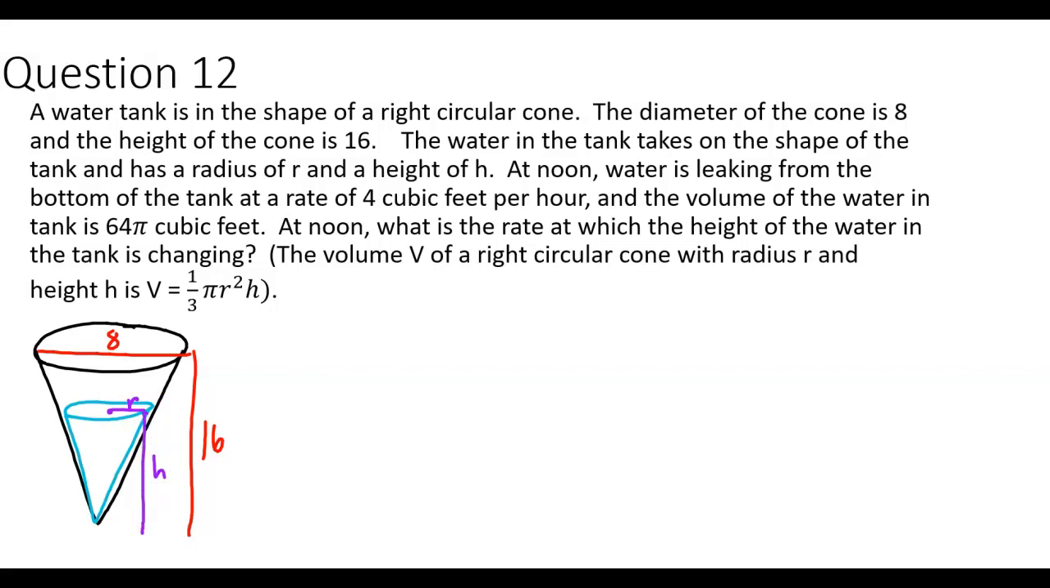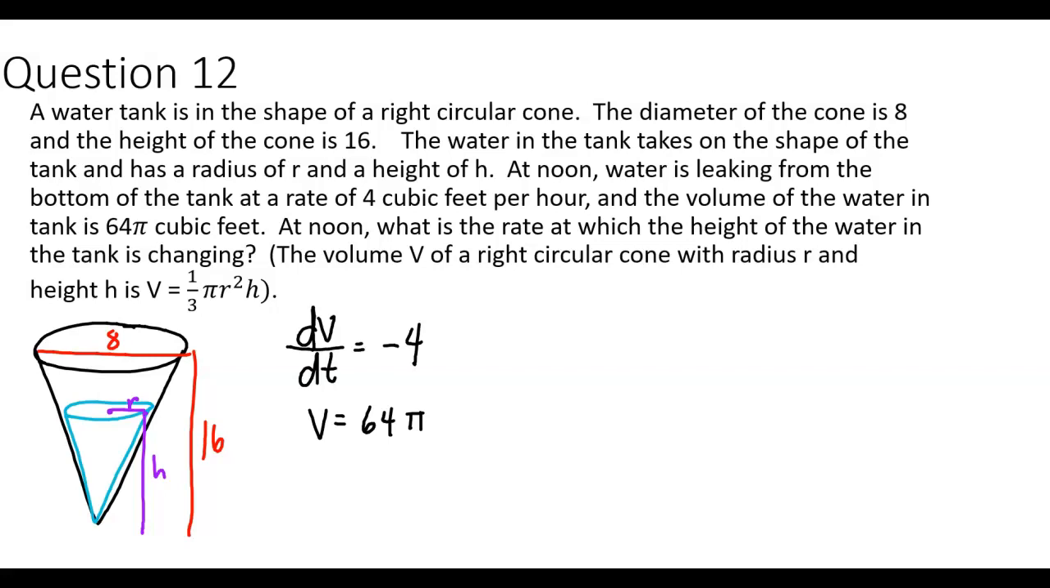At noon, the water is leaking from the bottom of the tank at a rate of 4 cubic feet. So if water is leaving the tank, what's changing is the volume. So the rate of change of the volume with respect to time is going to be 4, not just 4, but -4 because it's leaking. Okay? The volume of the water in the tank at that time is 64 pi. So the rate of change of the volume is -4, but the actual volume is 64 pi.